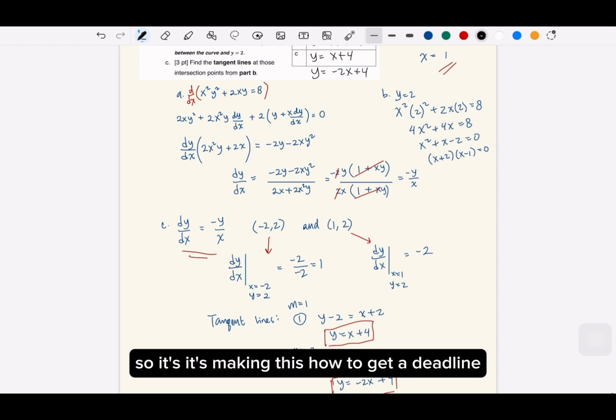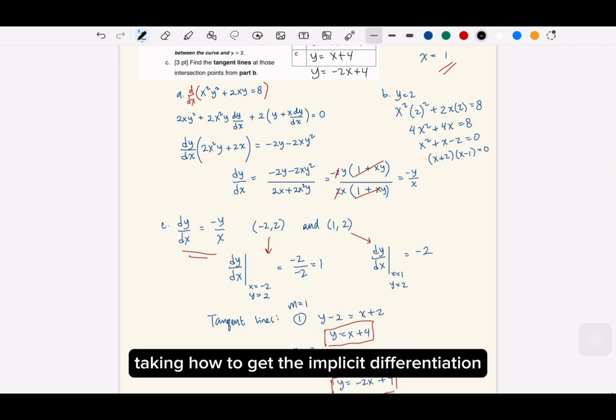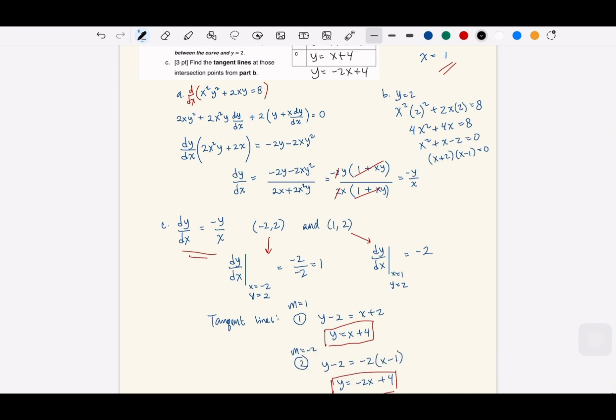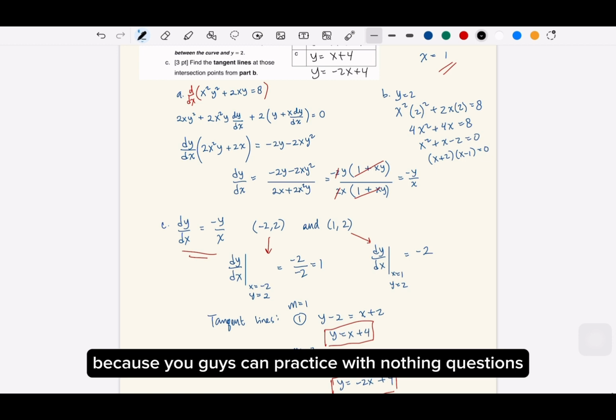So it's taking how to get a tangent line, taking how to get the implicit differentiation. Okay, later I will put the questions in the Moodle, okay? So you can practice with another question.